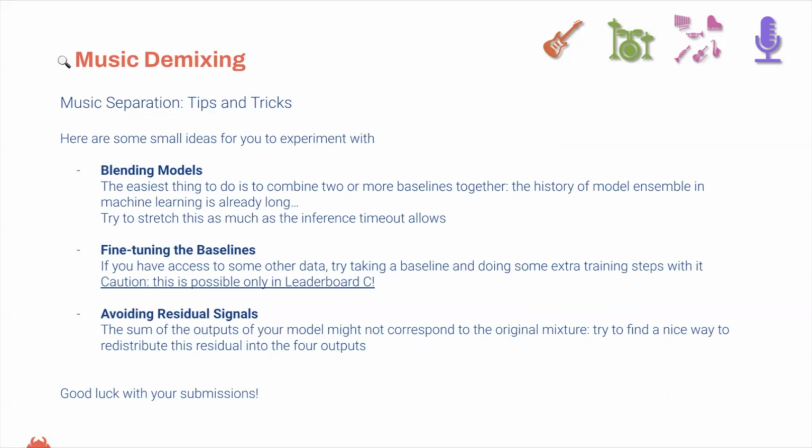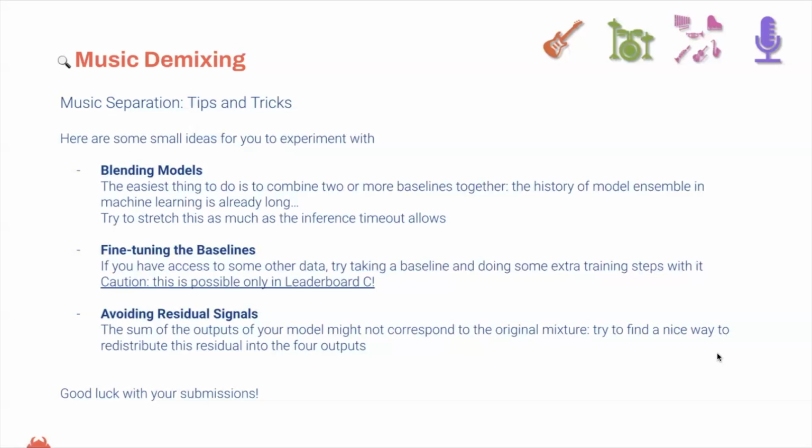It can be a linear interpolation, so basically a mixing, or it can be also something more elaborate, but at least you don't have to retrain a model from scratch. I mean, this is effectively model ensembling. The history in machine learning is quite long, but you can try to stretch this as much as the inference timeout allows. Right now, you also have access to GPUs during inference, which is a novelty with respect to the previous edition of the challenge. So you can really maximize the amount of power that you can give with the networks, networks being plural.